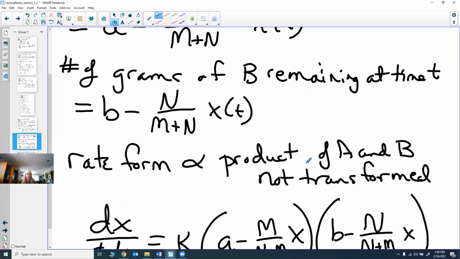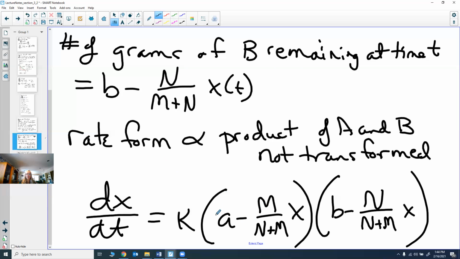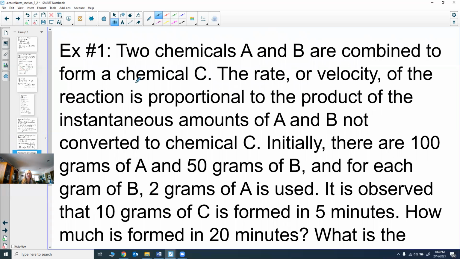And the rate will form a product of A and B that's not transformed. So this is how much is left. This means some of it went away, and this fraction went away because some of it went to make your new thing, but some of it's left. And so we can look at how much is left of A and how much is left of B. And the product of those will tell you what is left to be transformed. And it's proportional, so that's why we have that proportionality constant in there. This kind of shows you how it puts together. And so what we want to do is figure out what this is.